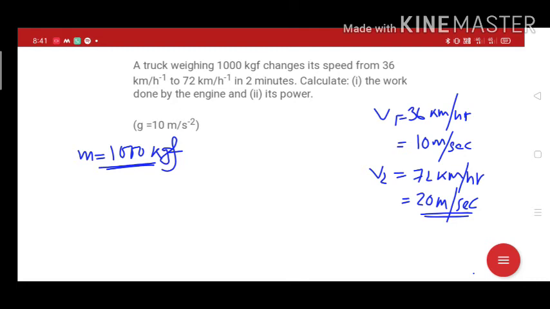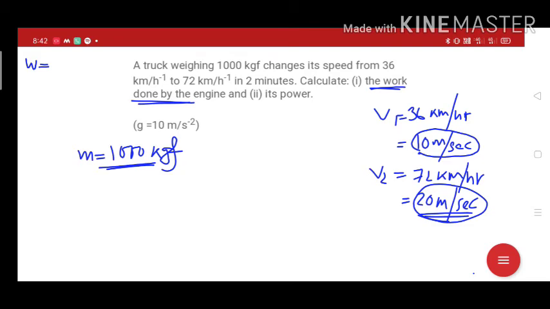So they are asking for the work done by the engine. Work done for what? As the engine increases its speed from 36 km per hour to 72 km per hour, or we can say that from 10 meter per second to 20 meter per second, that means it just doubled its speed. So to increase the speed, the engine needs to do work, and we just have to calculate the work done. So what concept we are going to use here is, work done means what? Work done means the change in the kinetic energy.